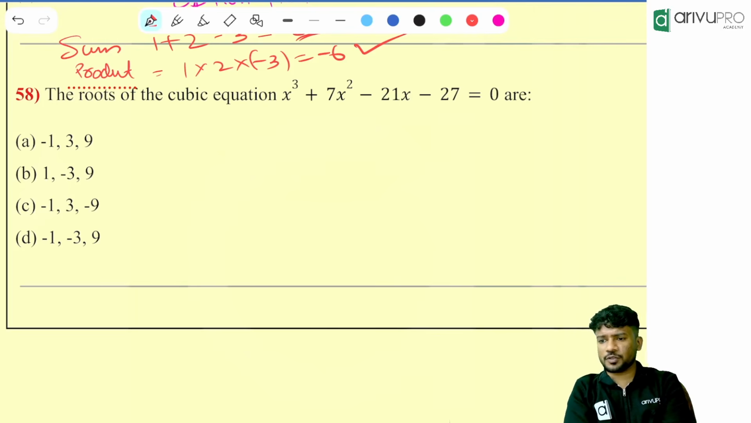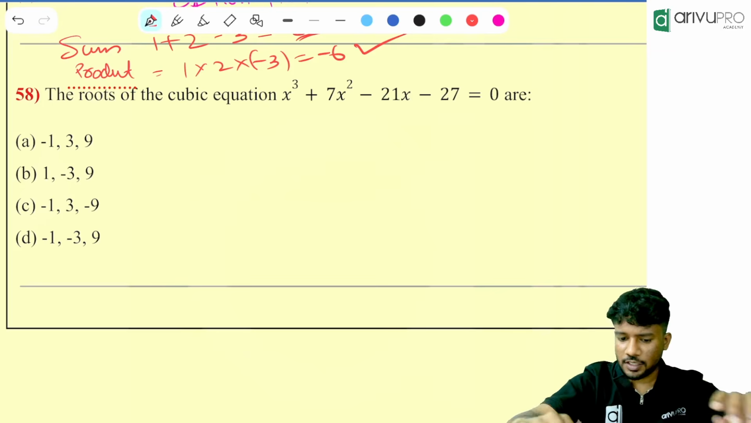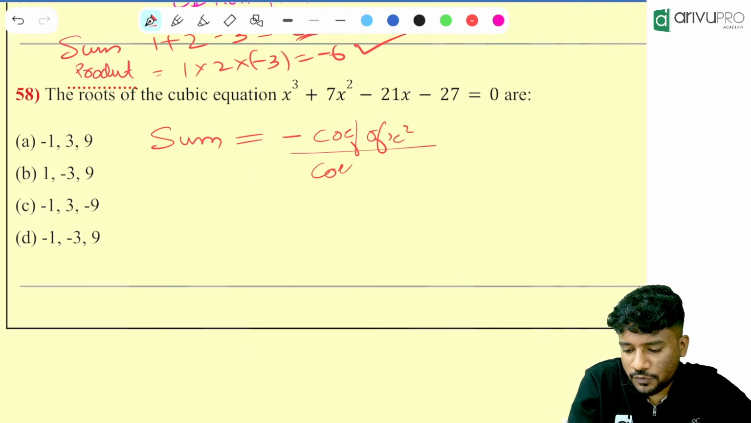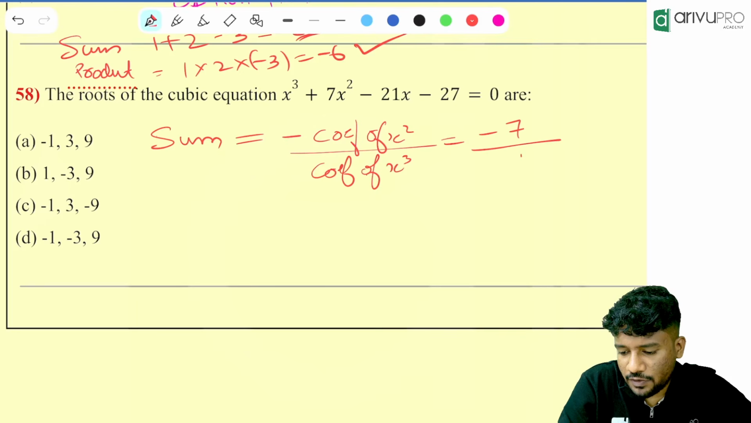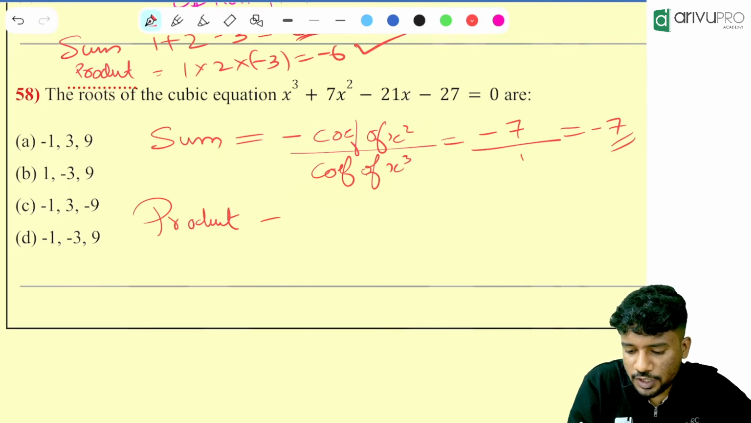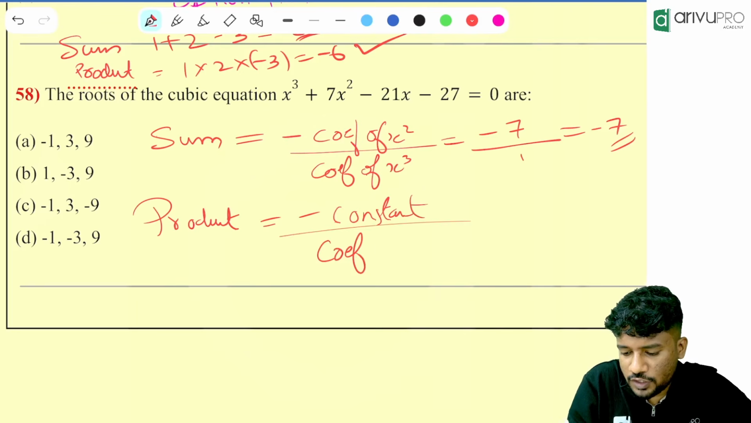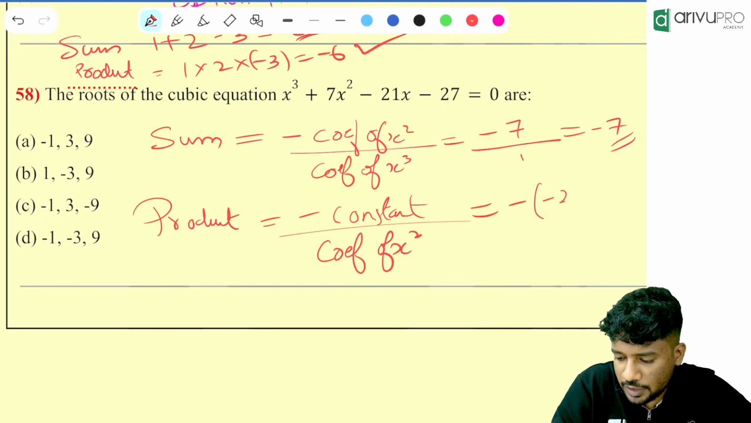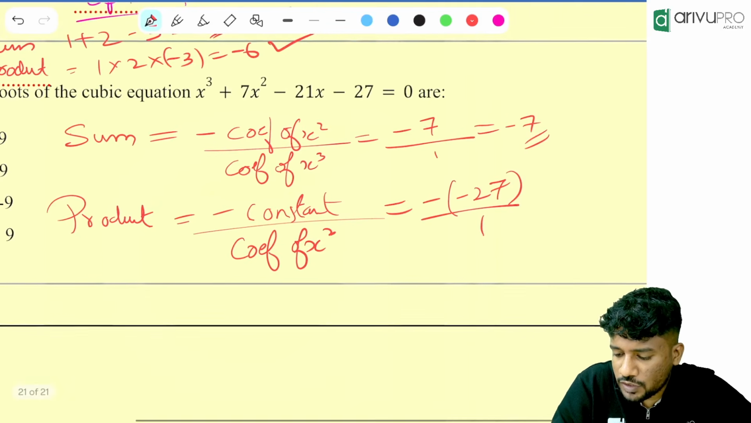Coefficient of x square is how much over here? 7. Correct? Yes. So the sum is how much? The sum is equal to minus coefficient of x square divided by the coefficient of x cube. That is minus 7 divided by 1, which is minus 7. Then the product is how much? The product of the roots is equal to minus of the constant term divided by the coefficient of x cube, which is minus of minus 27 divided by 1, which is equal to how much?